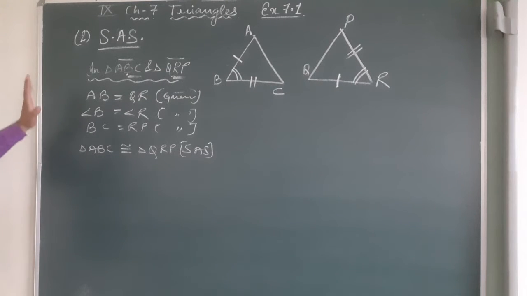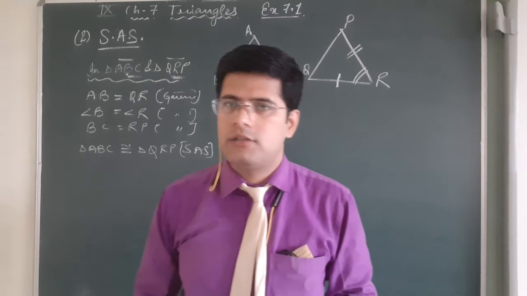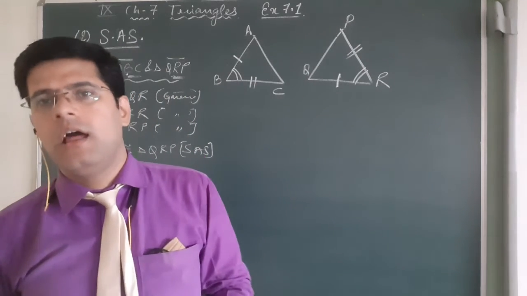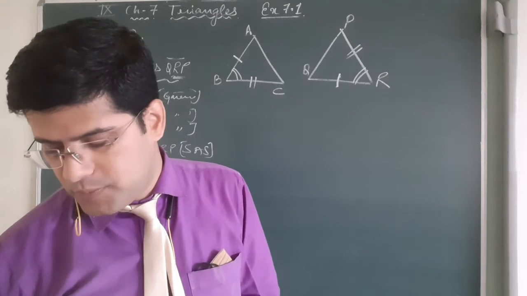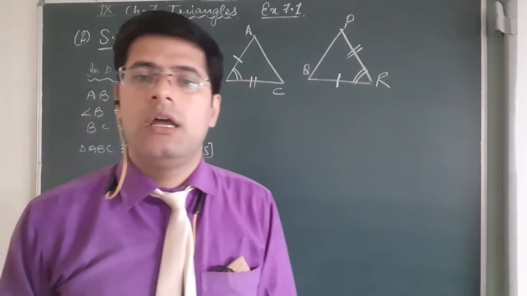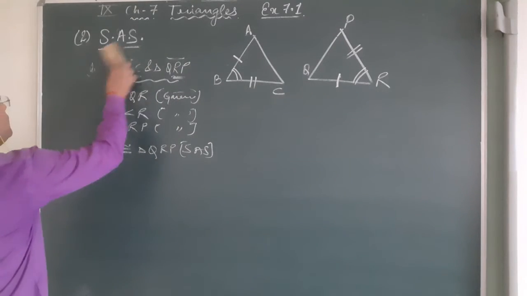So here we have done the SAS property. What is the SAS property? If two sides and the included angle are equal to two sides and the included angle of another triangle, then the triangles must be congruent. Okay students, so here I have done the second rule also. Now I am going to move to the third rule.